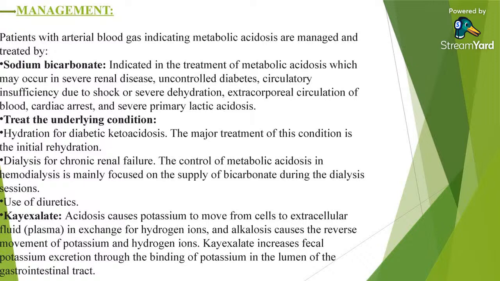Acidosis causes potassium to move from cells to extracellular fluid in exchange for hydrogen ions, and alkalosis causes the reverse movement of potassium and hydrogen ions.